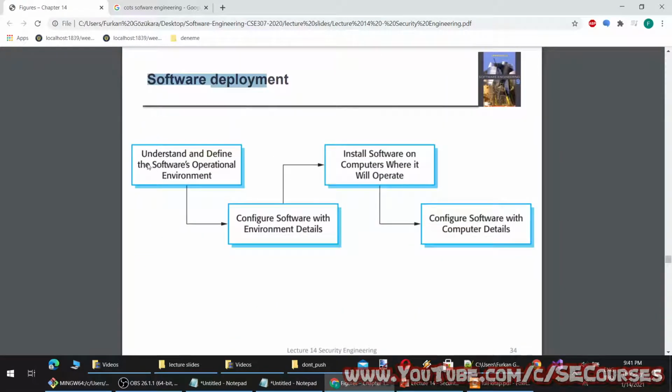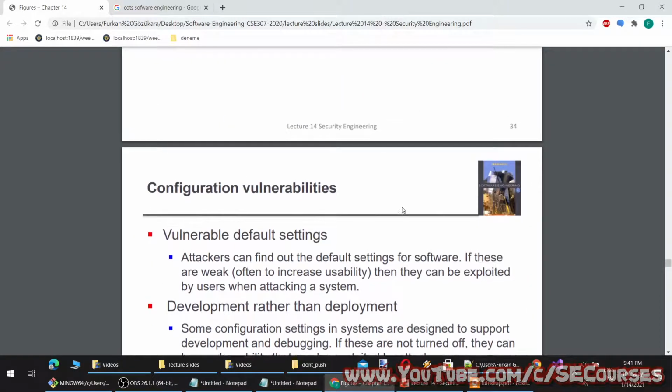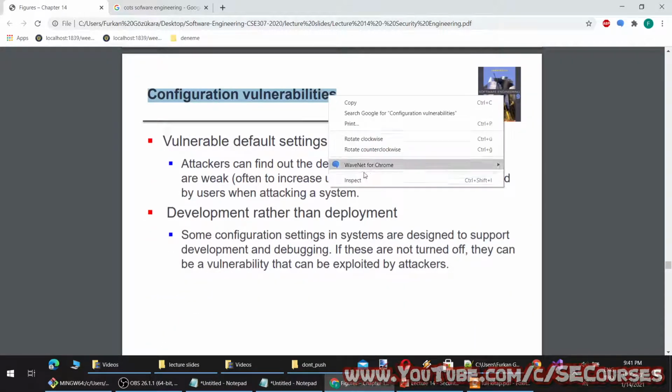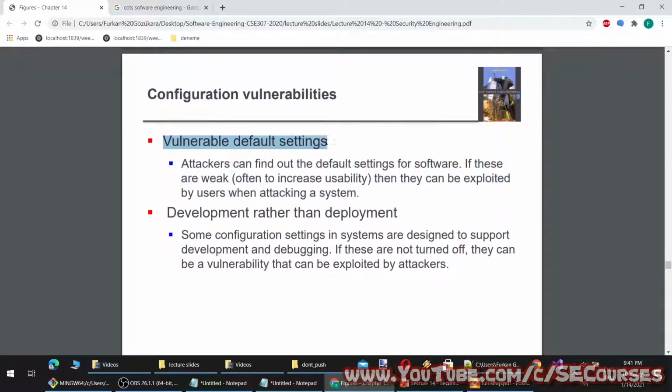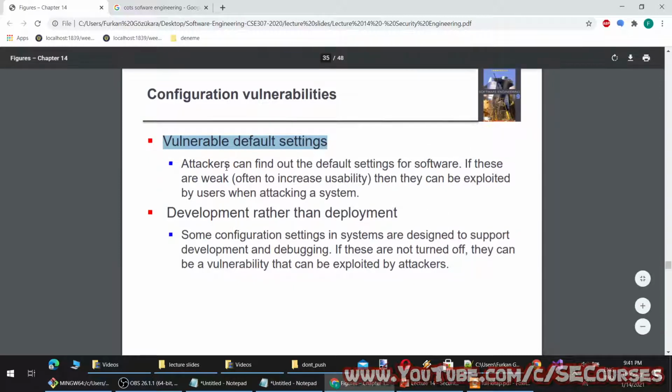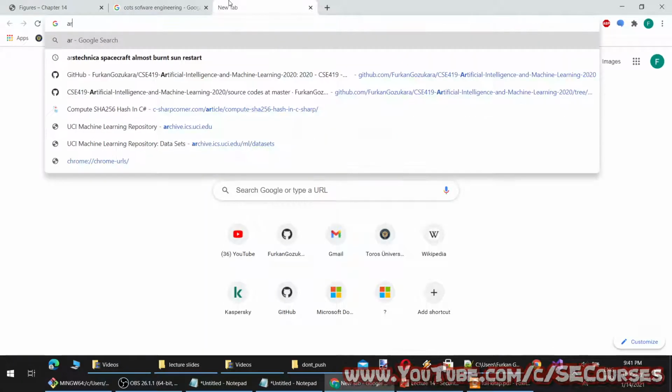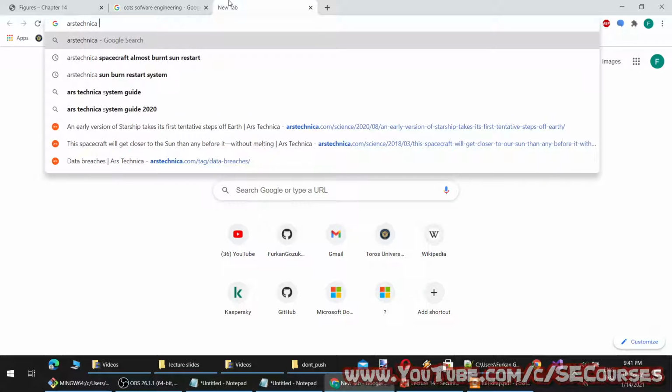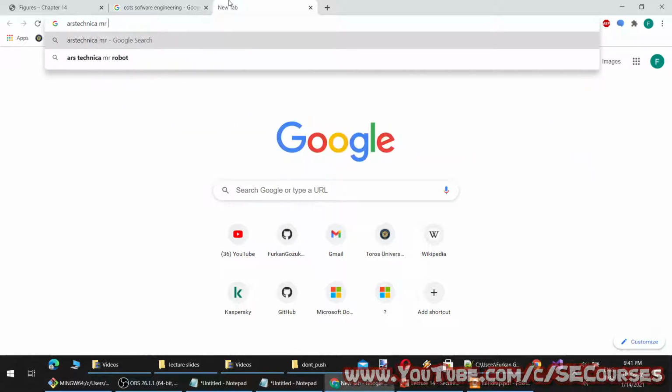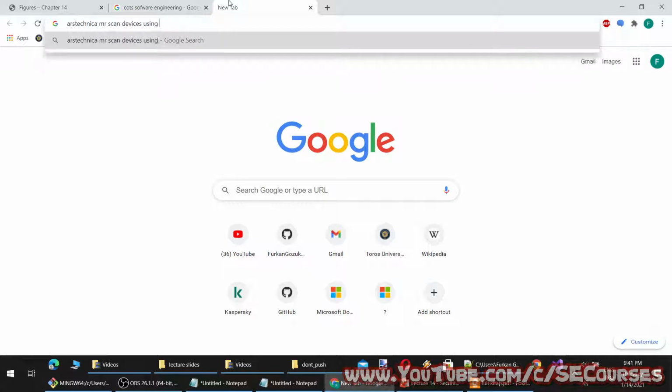Okay, software deployment. Understand and define the software's operational environment. Configure software with the environment details. Install software on computers where it will operate. Configure software with computer details. So you design the deployment basically. Configuration vulnerabilities. Okay, the most important vulnerability of configuration is vulnerable default settings. I think I have shown you an article on Ars Technica which was showing the MRI scan devices were using default passwords.